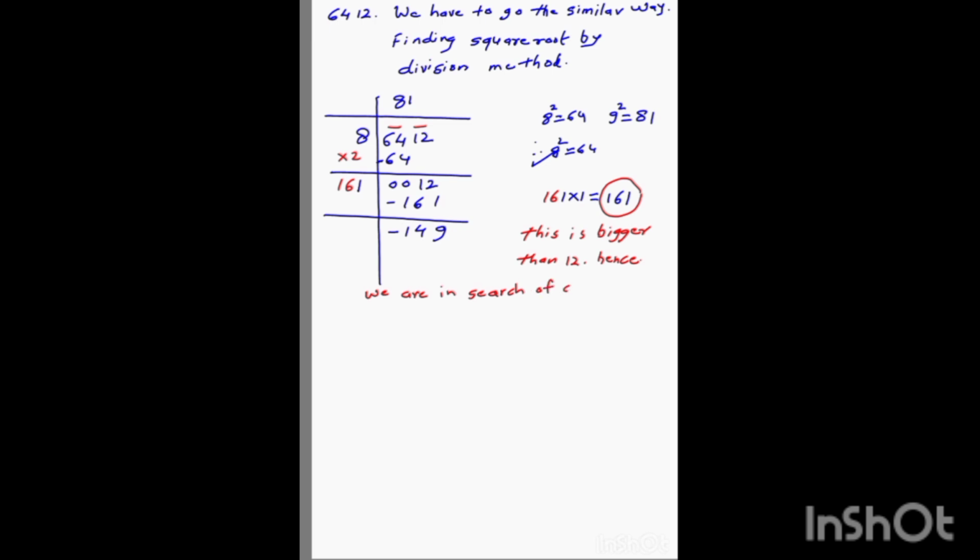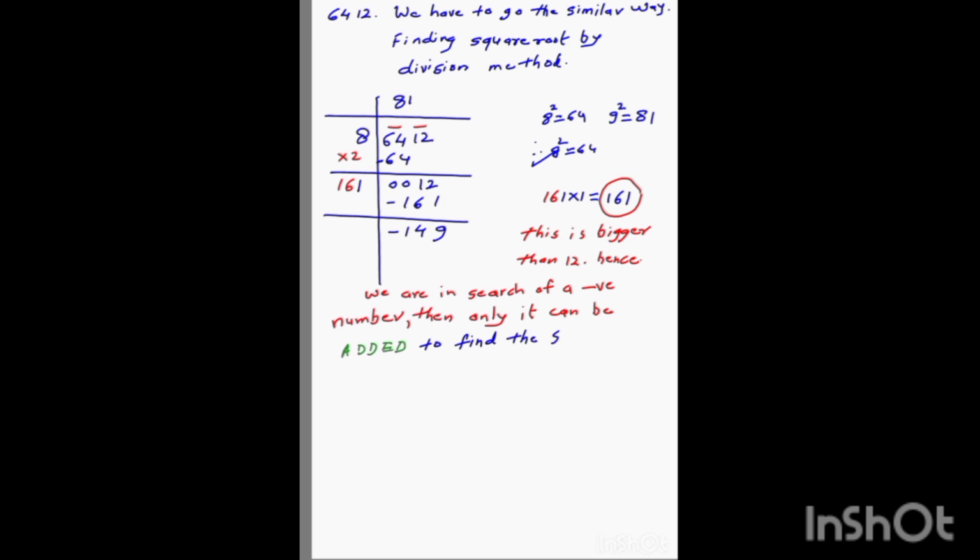Now read the comment. We are in search of a number which is to be added. That means a negative number, which is to be added to the original number 6412. That means 6412 is falling short of 149. Remember that. That way it is negative. It is falling short of this, so we are adding that. As simple as that, to get a perfect square.